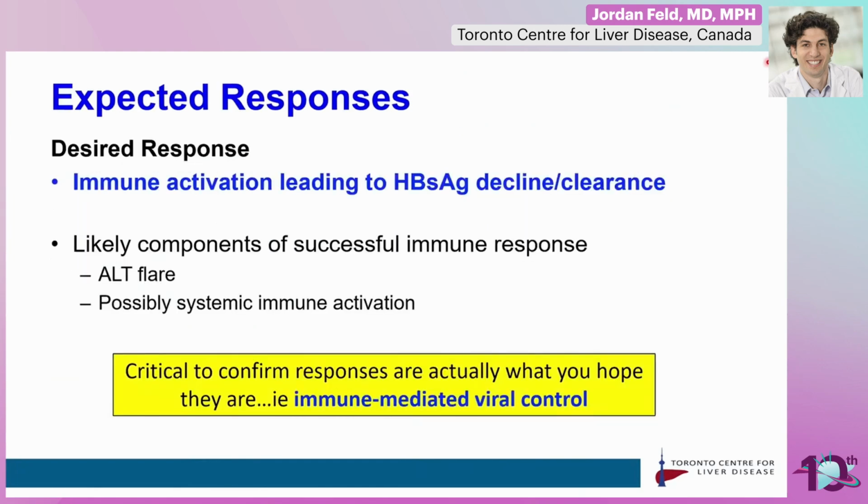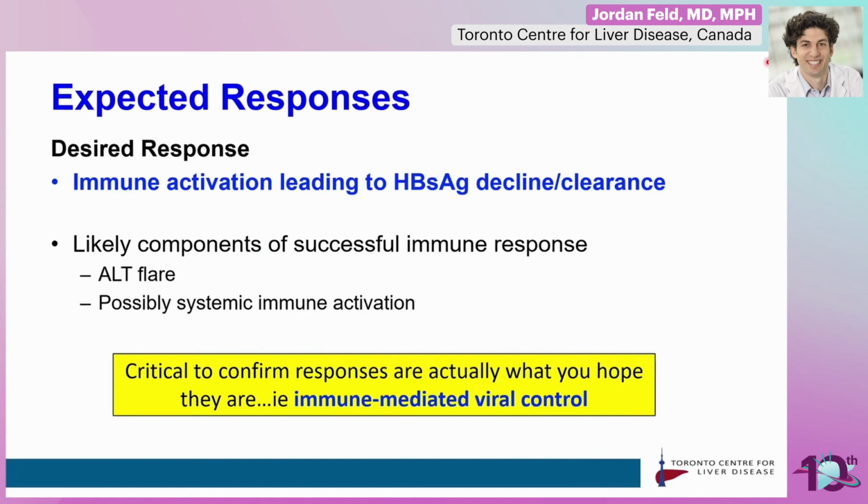So if we think about expected responses, what we're hoping to do with any immunotherapy in a very broad sense is immunoactivation leading to surface antigen decline or clearance, and probably what that looks like, we think, is some degree of ALT elevation or flare, possibly with some amount of systemic immune activation, but again, this is the part that's harder to quantify or explain and probably makes us a bit more nervous.